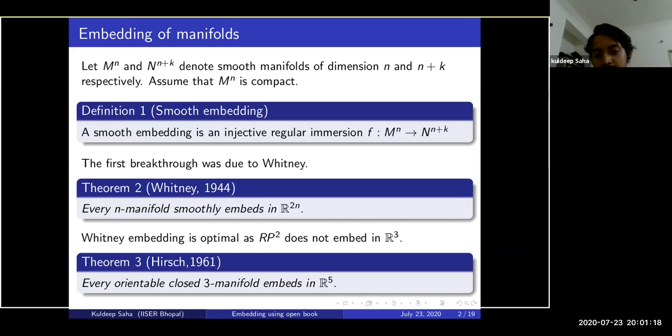Later Hirsch showed that if you take orientable closed 3 manifolds, which by Whitney embed in R6, they can also be embedded inside R5.